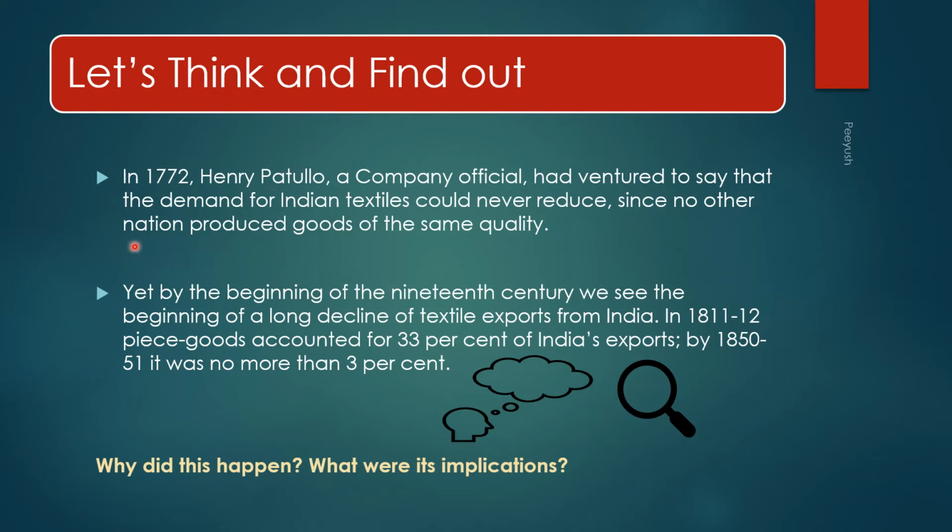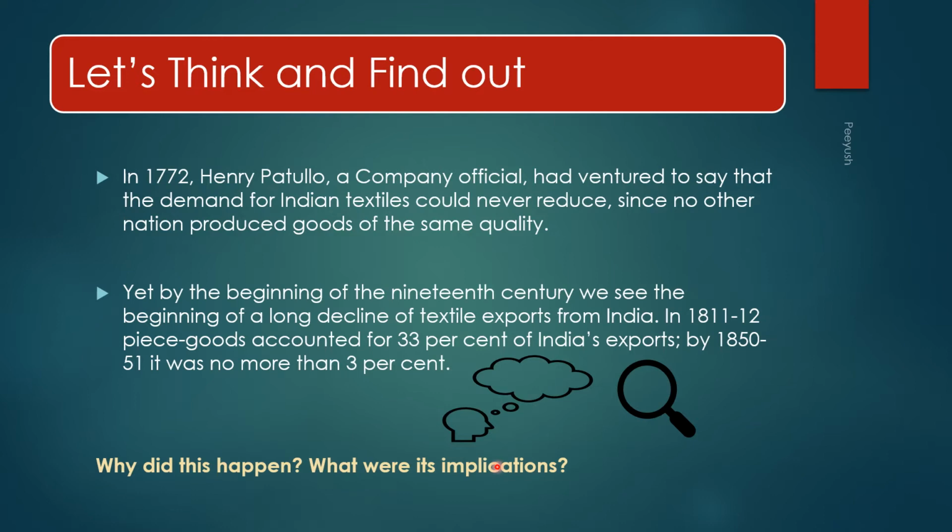But his statement failed with time. How? Let's see here with the data. By the beginning of the 19th century, we see the beginning of a long decline of textile exports from India. In 1811-12, piece goods accounted for 33% of India's exports. By 1850-51, it was no more than 3%. So it's a matter to think and find out, why did this happen?